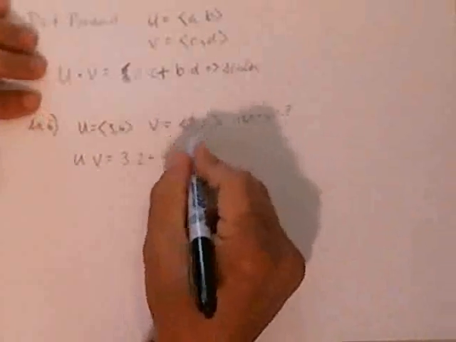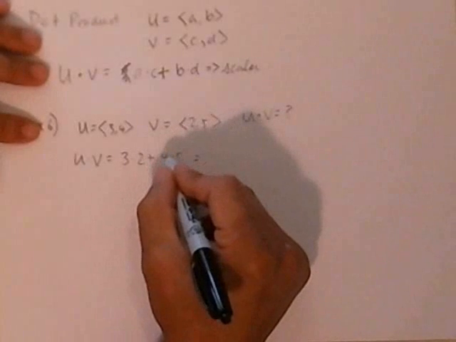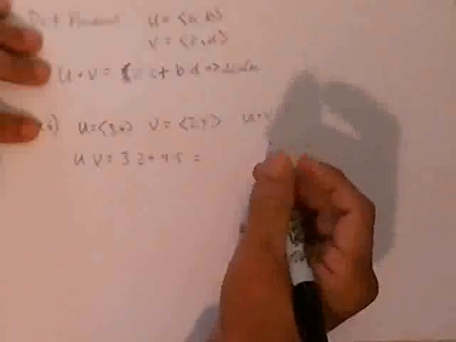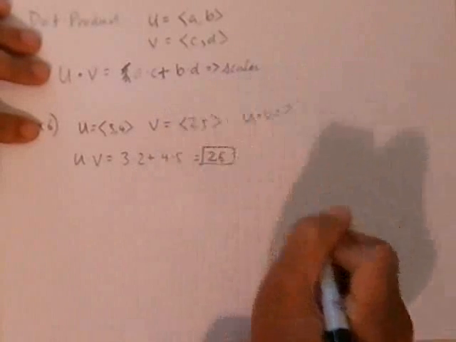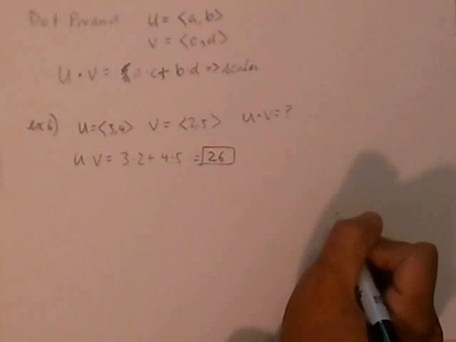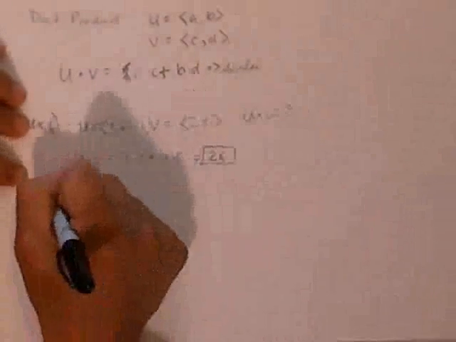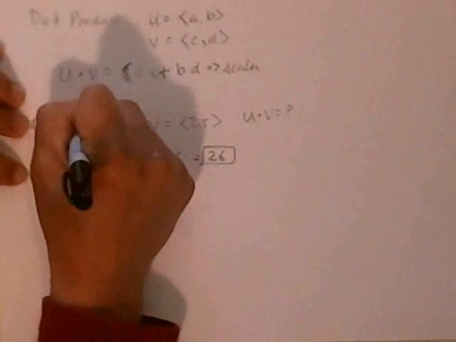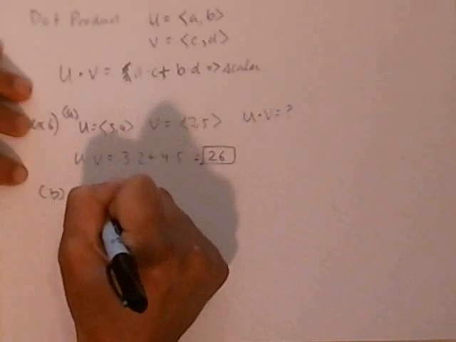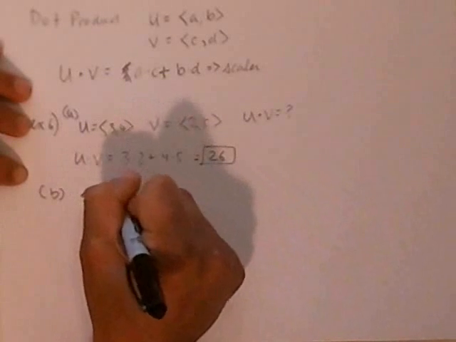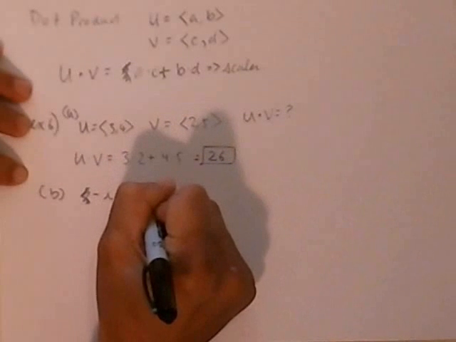You can actually extend this to 3 dimensions if you want. Just product of the x's plus the product of the y's plus the product of the z's. That's 6 plus 20 should be 26. Is that our answer? Let me check the book. 26, yes. The second question is part B. They give you negative, I'm going to write it this way, negative i plus 2j, and the dot product of that.